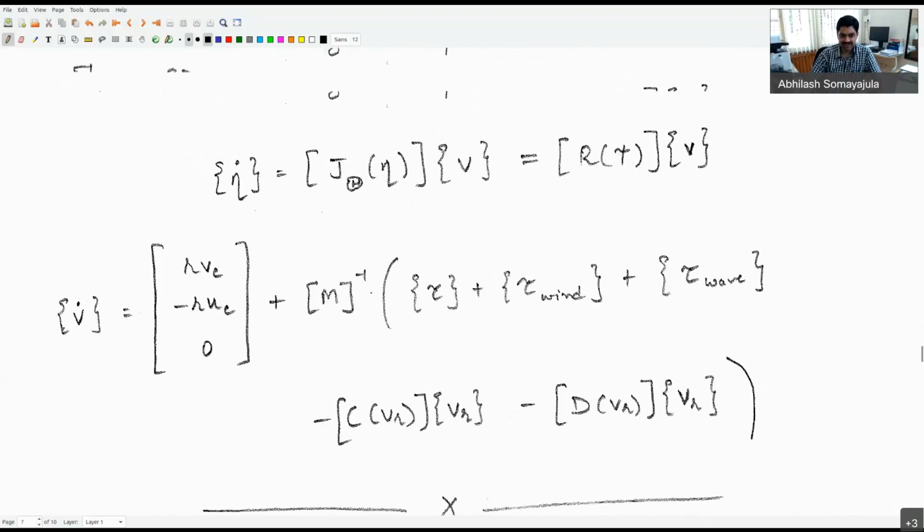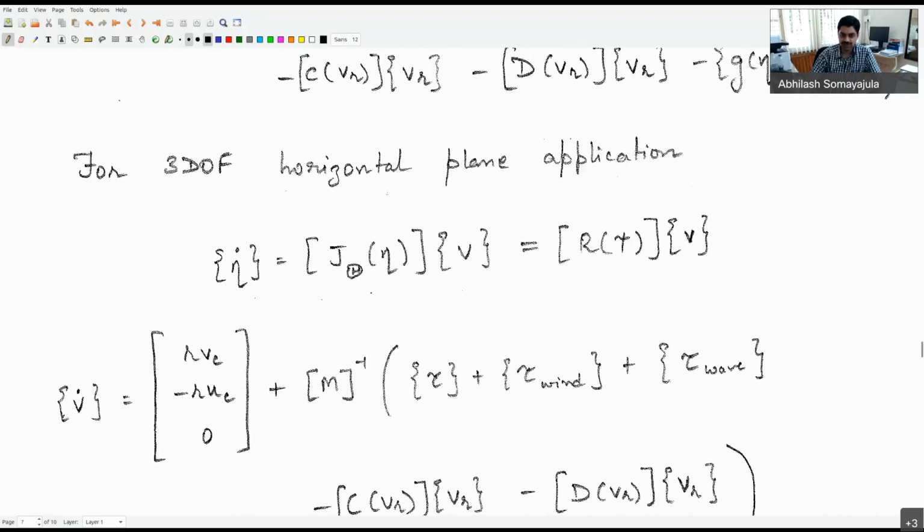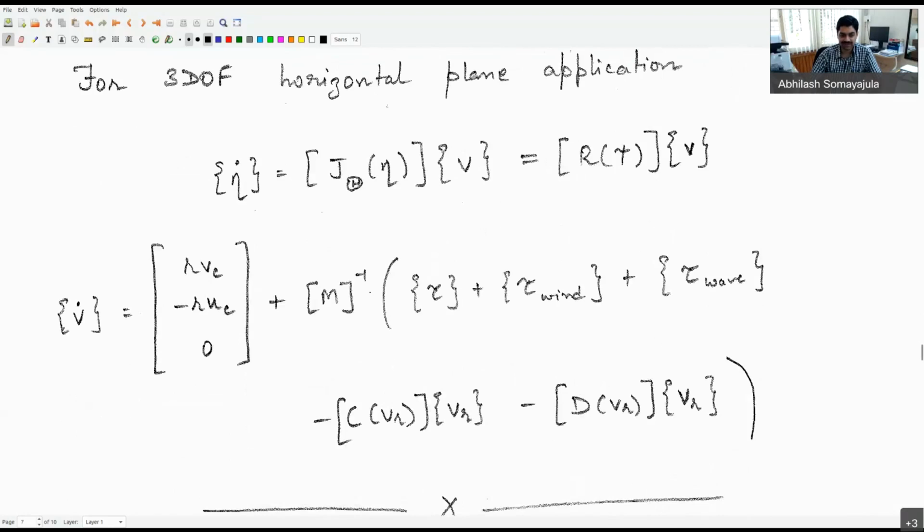And we also saw that in case of a 3 degree of freedom horizontal plane motion, this gets simplified a little bit as shown here, which we also had discussed in our maneuvering model. Only note that here instead of the J matrix, we now have the rotation matrix depending purely on the psi angle, because we are only looking at a 3 degree of freedom system.